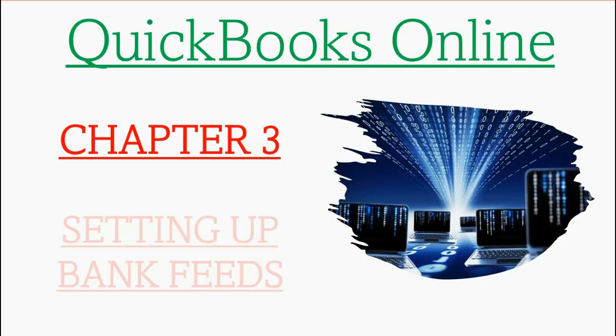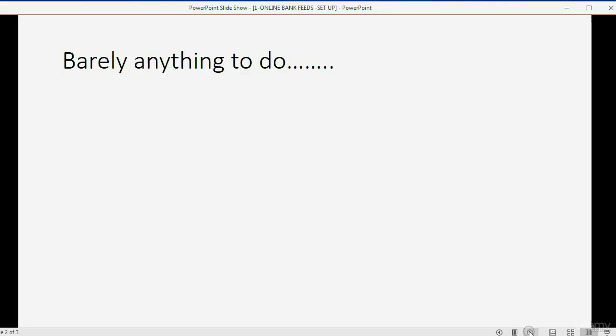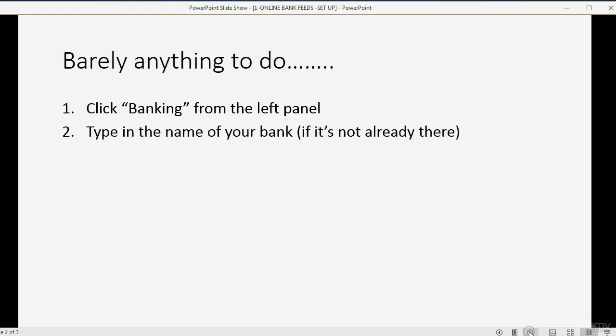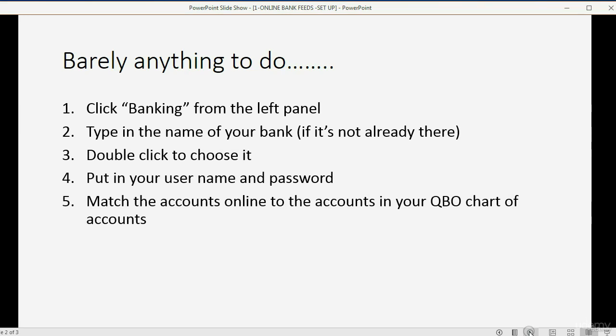Chapter 3. Setting up bank feeds. To set up bank feeds in QuickBooks Online, you barely have to do anything. All you have to do is click Banking from the left panel, type in the name of your bank if it's not already there on the list, double-click to choose it, put in your username and password, and then it will ask you to match the accounts that are online in your QuickBooks Online account to the accounts that are in your online banking. That's all you have to do, and it barely takes a minute.